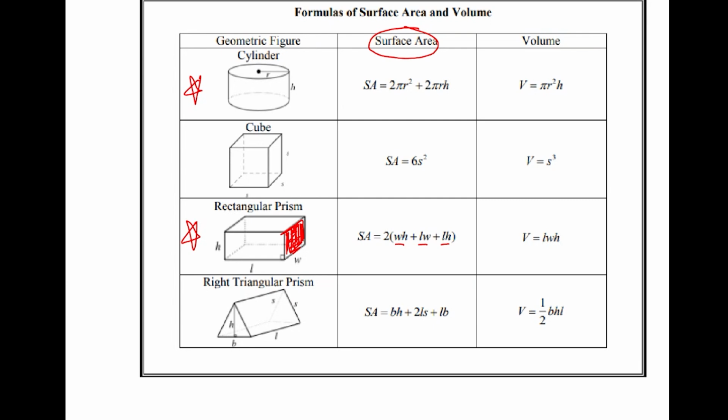The length times width, and I'll pick a different color here, represents the area of this rectangle, right? It's length times width. And then length times height, which is that last one, is going to be the area of this front side. So basically you find the area of each side, and then you're going to add them together.